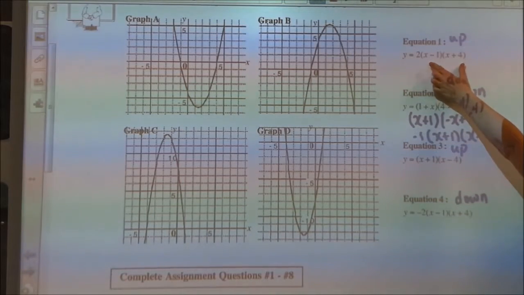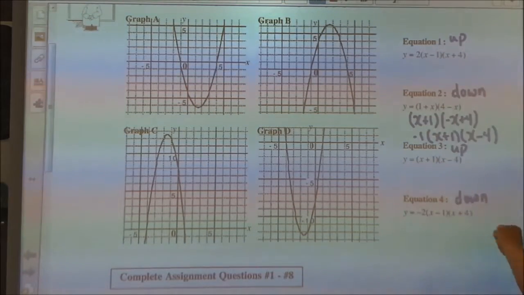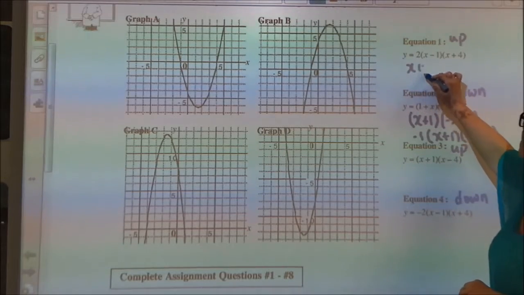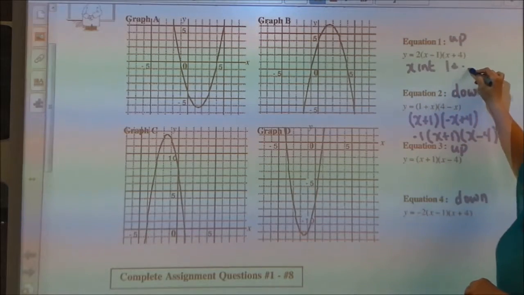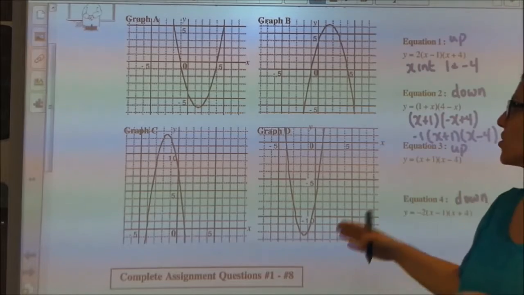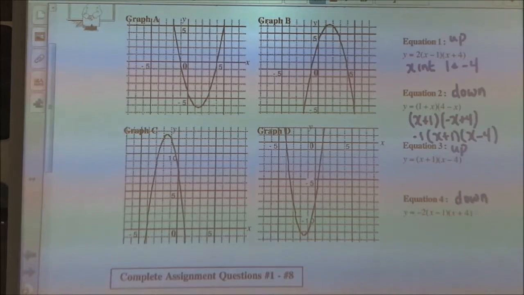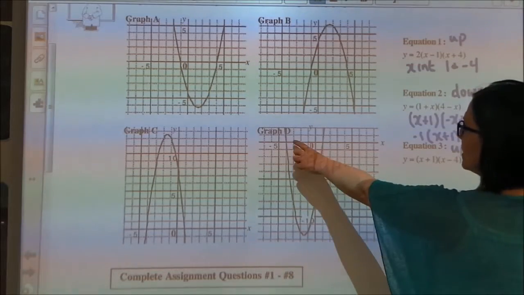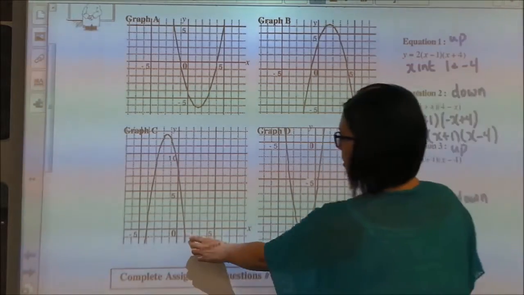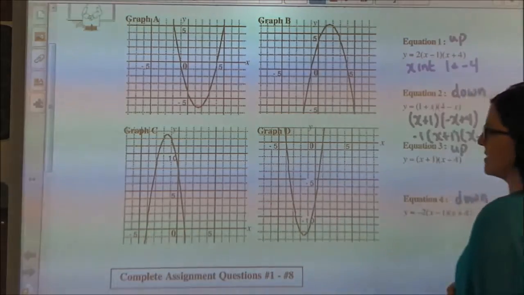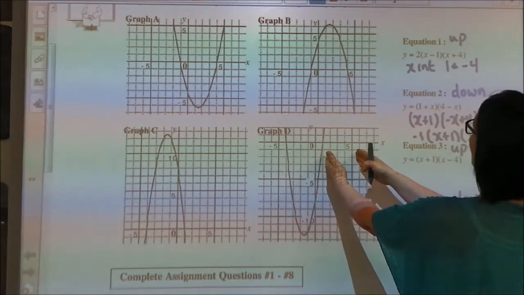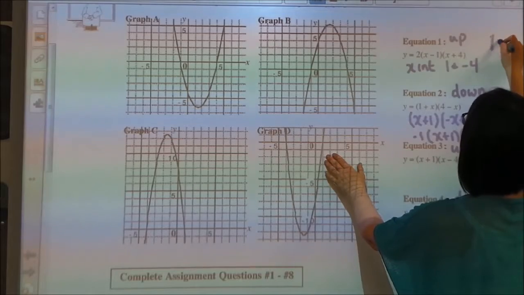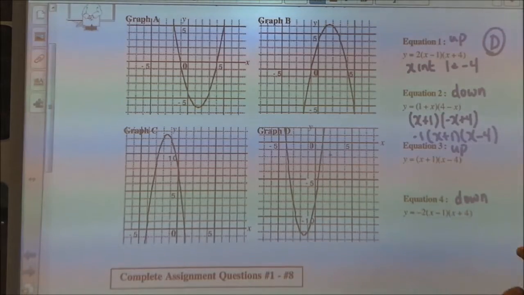My x-intercepts in this equation are 1 and negative 4. So let's look at the graphs to see where I get x-intercepts of a positive 1 and a negative 4. Well, I had a positive 1 and a negative 4 on D, and a positive 1 and a negative 4 on C. This one opens up, so this one has to be graph D.